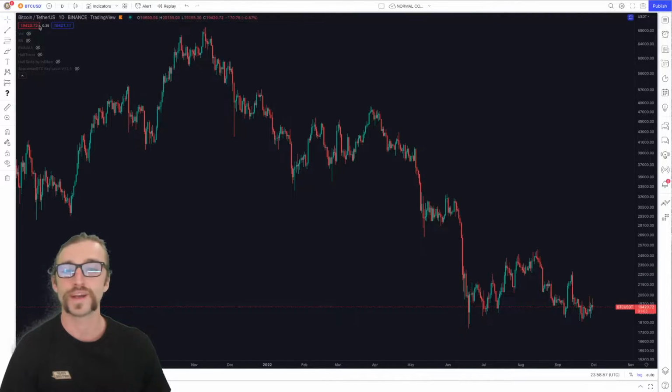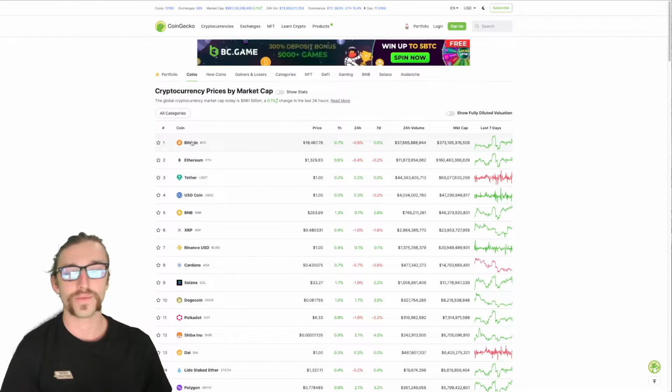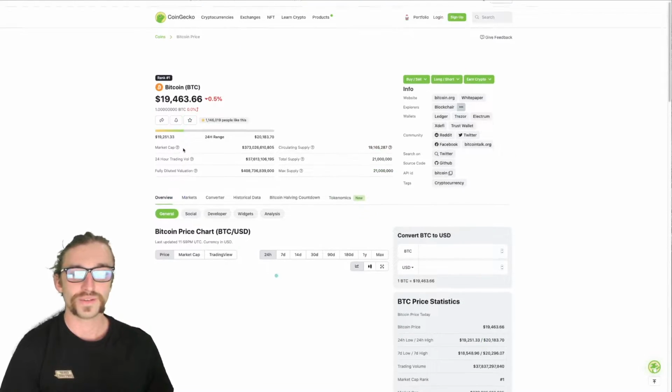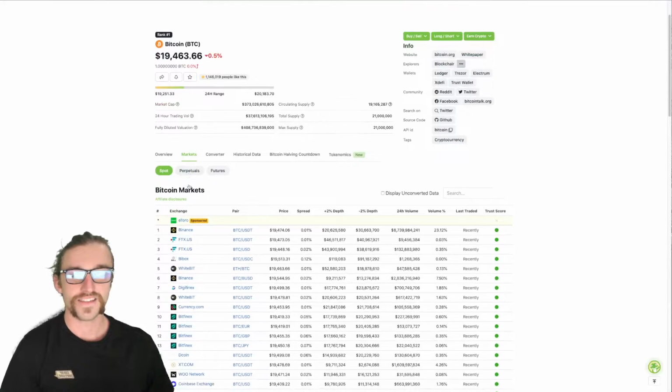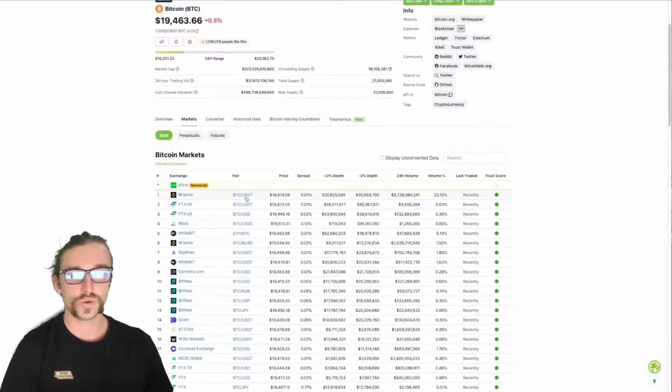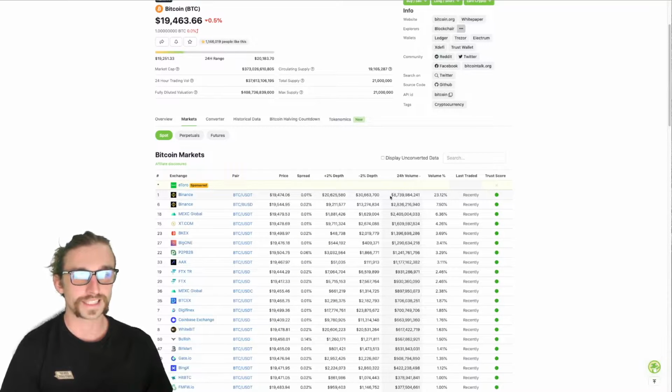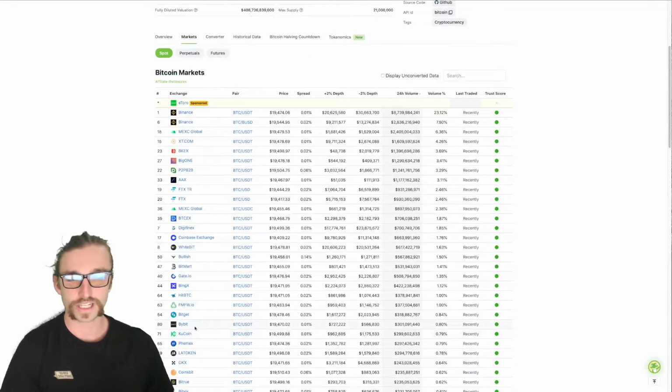One candle equals 1 day, and this is Bitcoin Tether US Binance pair. The reason why this pair is my go-to is because if we click on CoinGecko.com and go to Bitcoin, scroll down to markets, and look at the top, BTC, USDT, and go over to 24-hour volume, if we sort that, we can see that the 24-hour volume here completely exceeds any other competitive exchanges. So FTX, Coinbase Exchange, and a couple others that you might have heard of, Bybit.